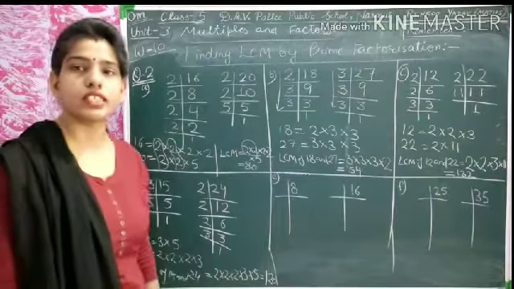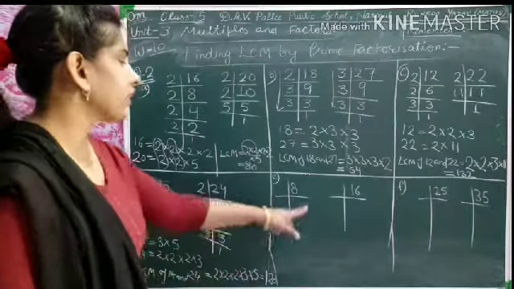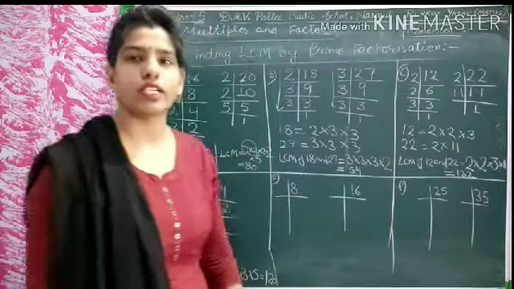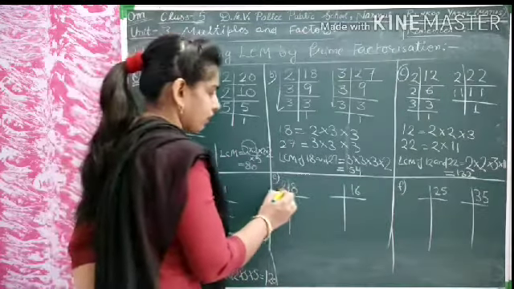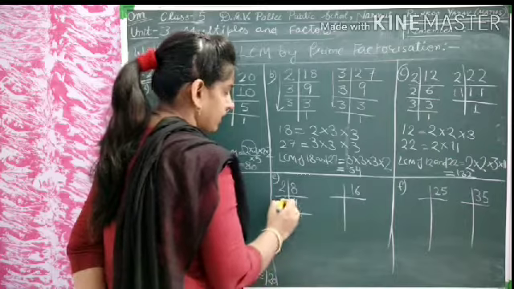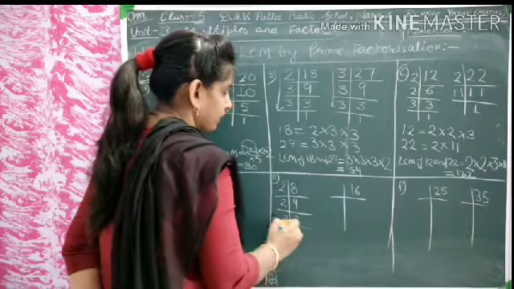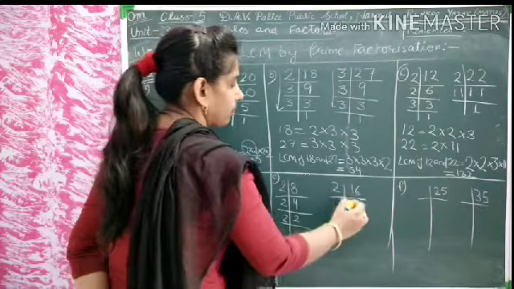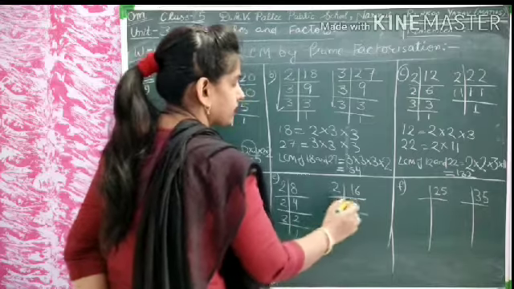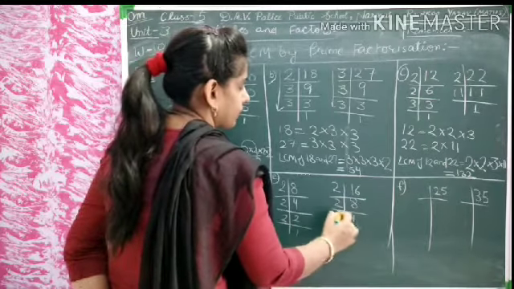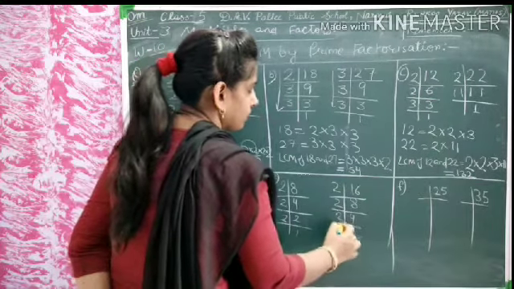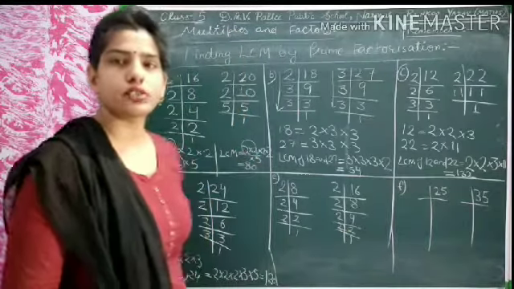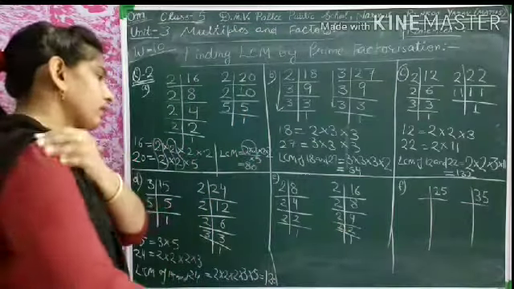Okay, students. Now we have to do the prime factorization of 8 and 6. Let's see. It is also divided by 2. 2 4s are 8, 2 2s are 4, 2 1s are 2. Now again it will be divided by 2. 2 8s are 16, 2 4s are 8, 2 2s are 4, and 2 1s are 2. Is this clear, students? Now these are the prime factors of 8.